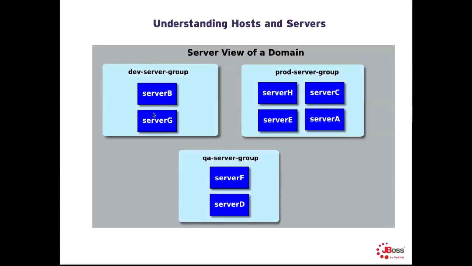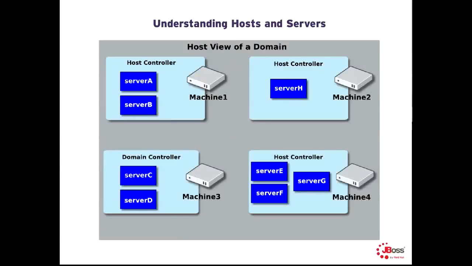Notice server B, server G, server F, server D, these are not on contiguous hosts. So if we examine dev server group, we see server B and server G. If I flip back to the host view, server B is on machine 1, where server G is on machine 4. They're still going to be configured the same way. They'll have the same memory applied to them. They'll have the same services available, but they're running on completely different hosts. In our case, completely different machines as well.